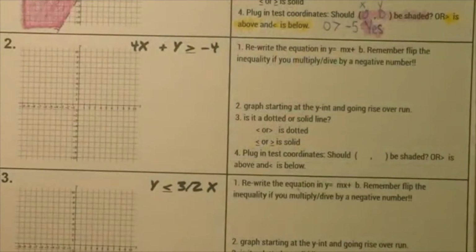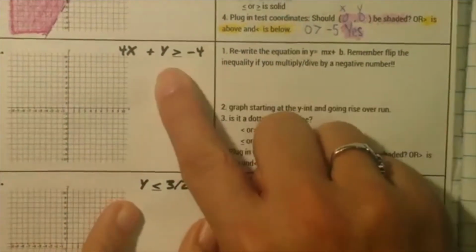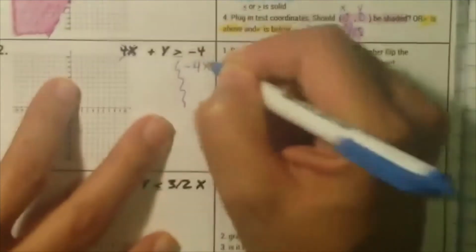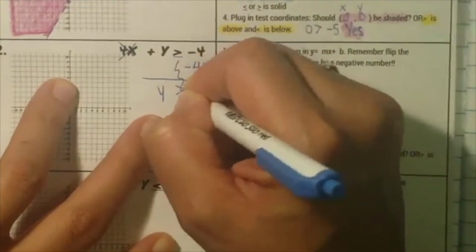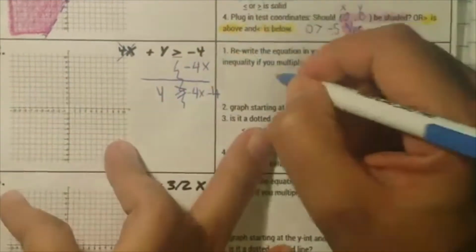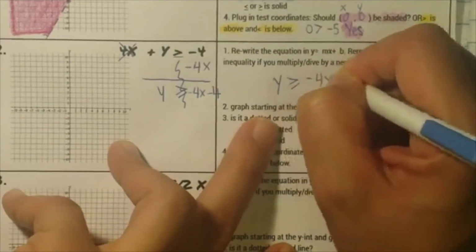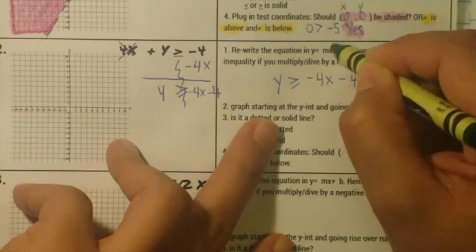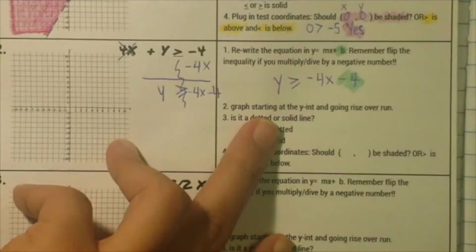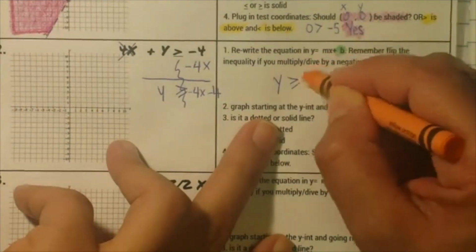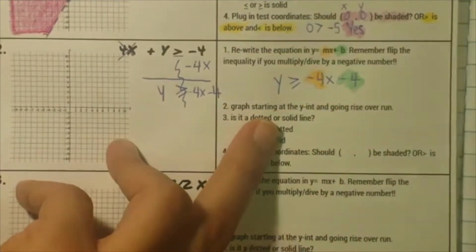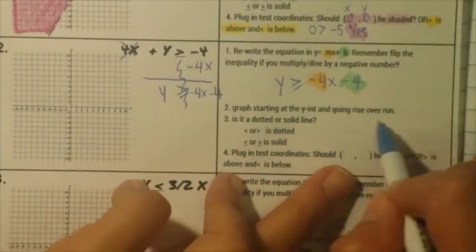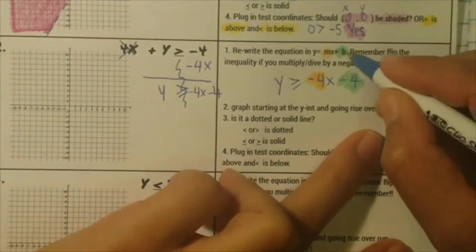All right, so rewrite the equation into y equals mx plus b. It's not in y equals mx plus b, so let's make it that way. Get rid of the 4x, it becomes -4x. So we've got y is greater than or equal to -4x minus 4. Now it's in y equals mx plus b form. All right, get the y-intercept. Again, the y-intercept is the plus b, which is -4 in this case. And then get the slope, which is -4x, or we can write it in terms of rise over run because we're graphing it, so it's -4 over +1.